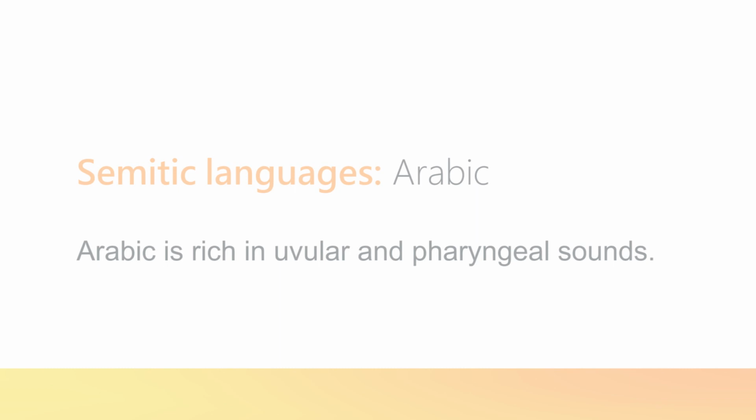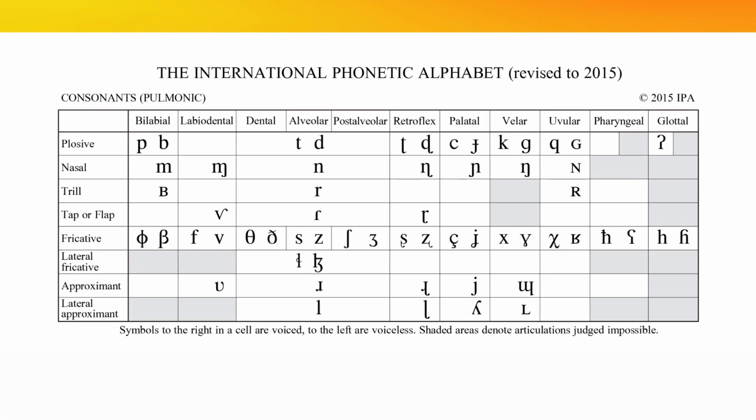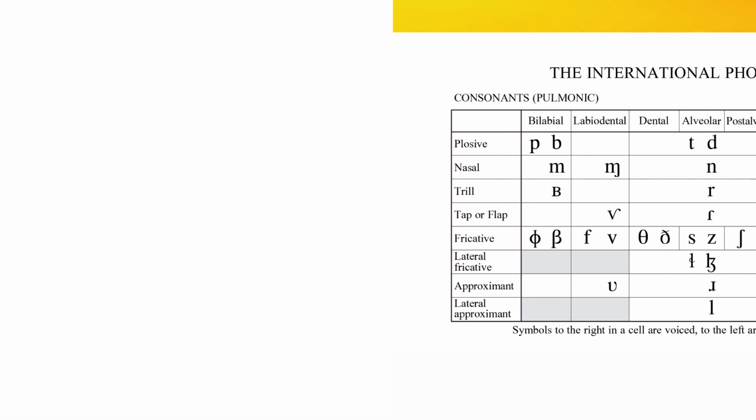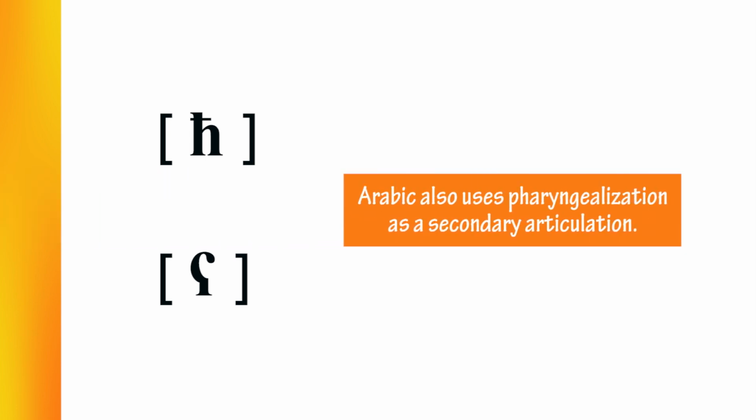If you look at the consonant chart, you would see that we actually have pharyngeal as a place of articulation right before glottal. And there are only two pharyngeal sounds, which are fricative indeed. One of them is voiced, the other one is voiceless. Arabic has these pharyngeal sounds. Arabic has two sounds whose primary places of articulation are pharyngeal. But Arabic also uses pharyngealization as a secondary articulation sitting on top of a non-pharyngeal sound.